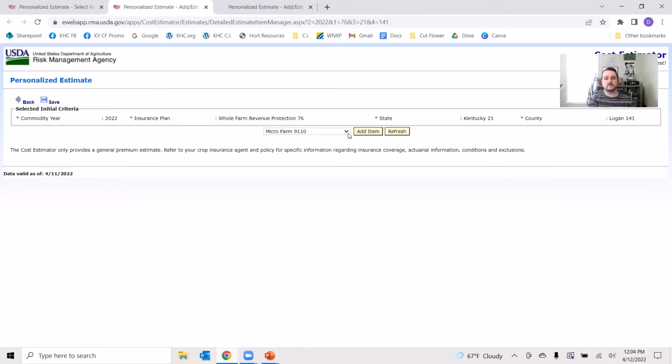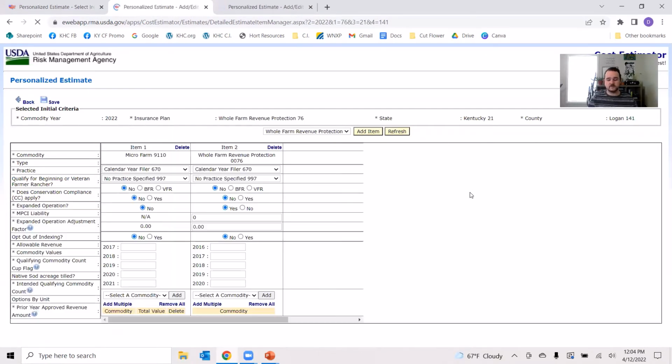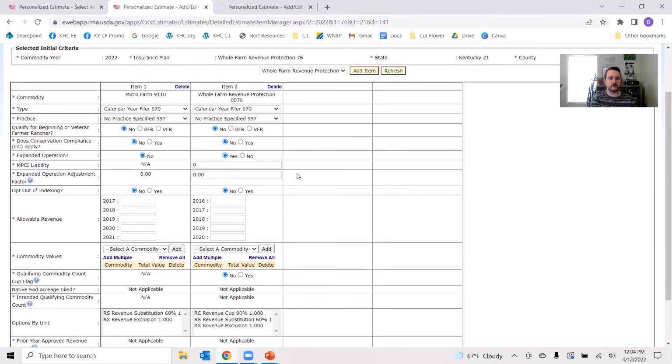So it does give me the option to choose Microfarm. So I'm going to click yes. We're going to compare Microfarm, which is the new policy. It's the same as whole farm revenue, but it's for operations under $100,000 in revenue. And so this farm is $23,000. So we would qualify for Microfarm. But we're just going to compare these two for now.